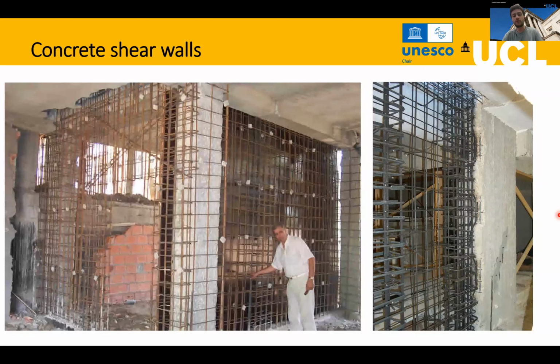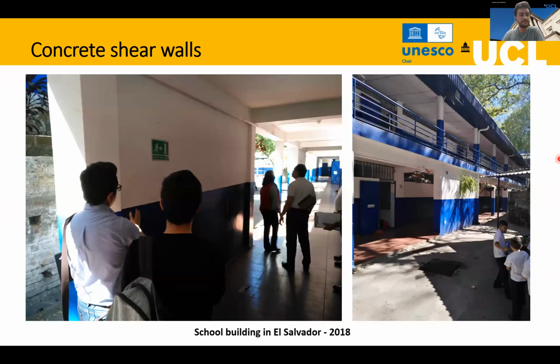Here you can see some pictures of the process. You can see some connections with the new steels and the existing steels over here, but you can also see from the picture that this is not a trivial process. It takes time. These types of connections and holes are very complicated to do in the field, but they certainly can be done.